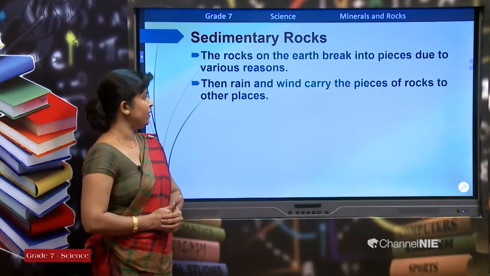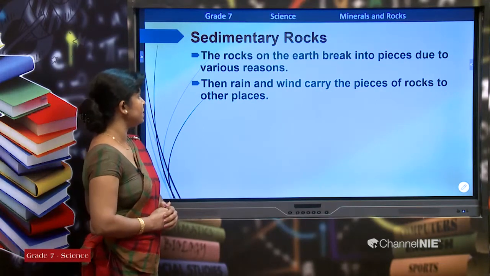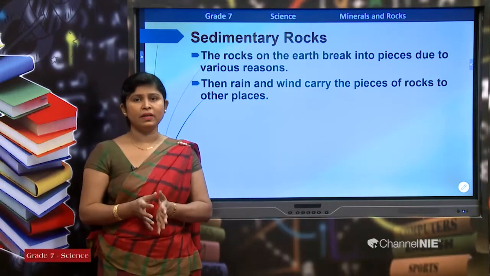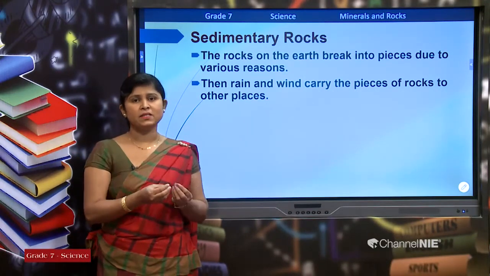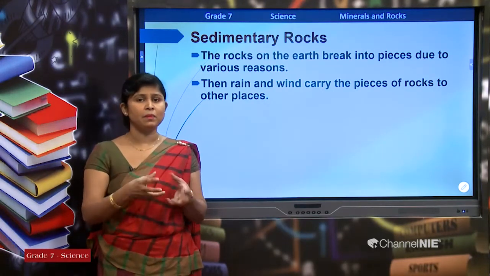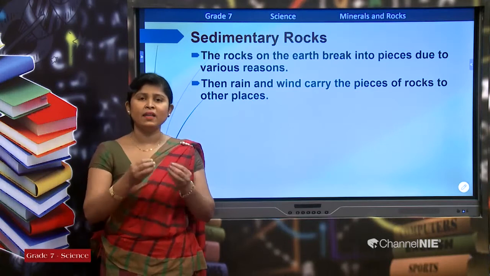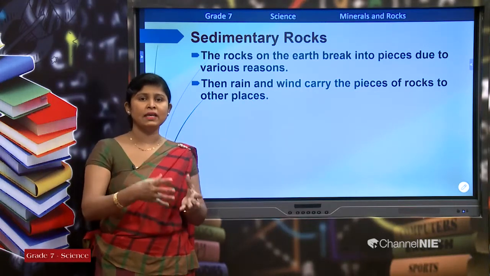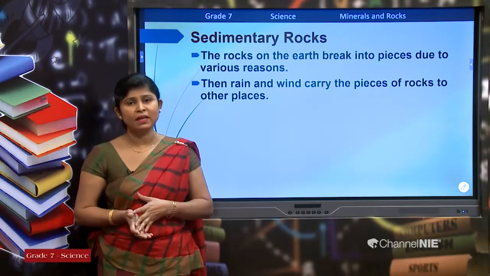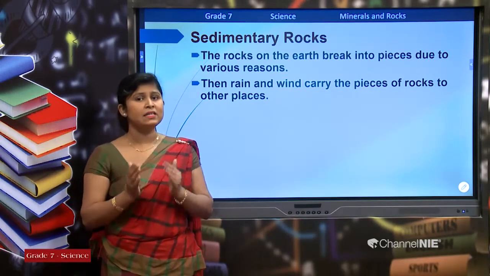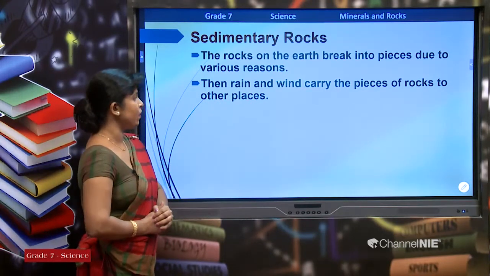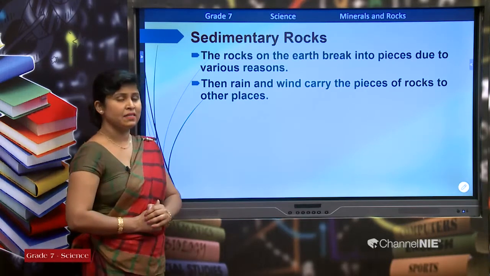The rain and the wind carry the pieces of rocks to other places. You know that with the rain and with the wind, the small pieces of rocks are taken from one place to another. Imagine that a rock is separated into small pieces and those small pieces of rocks are taken away by the wind. Sometimes these are taken away by the water, right? That is the second one. Okay?